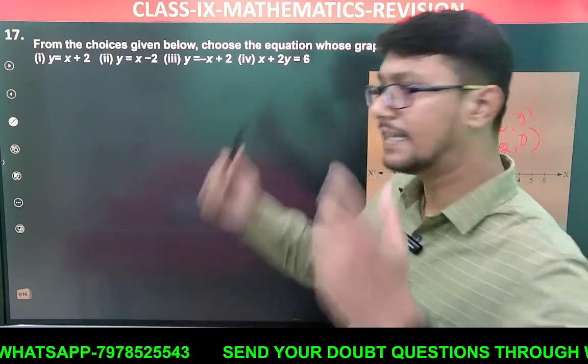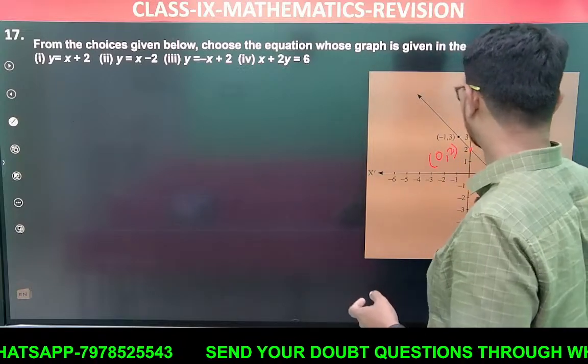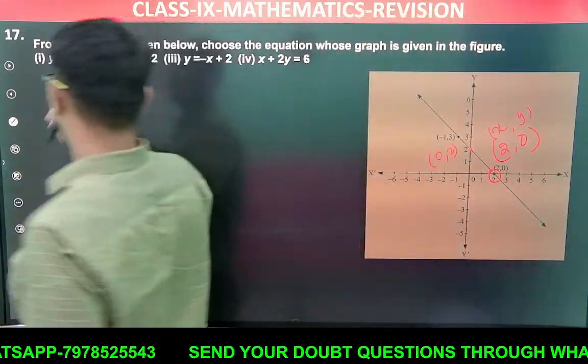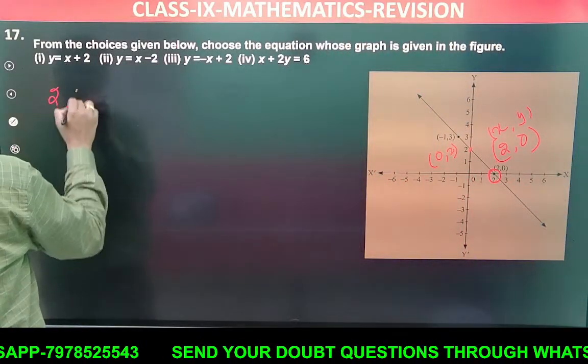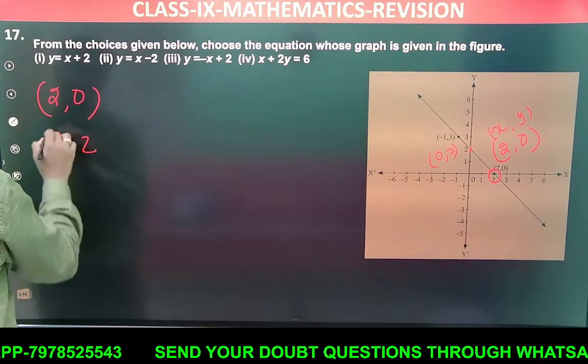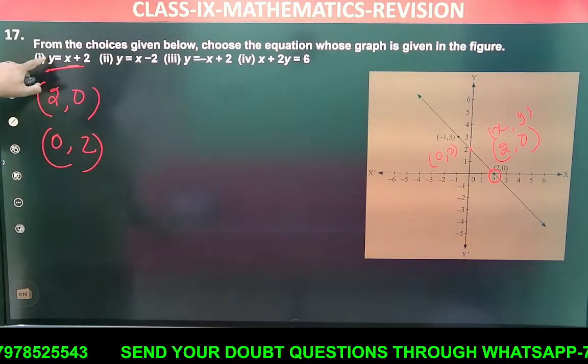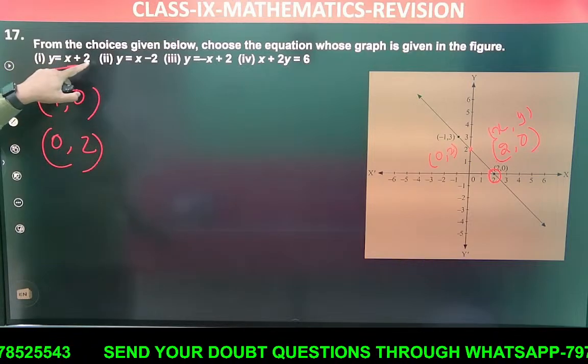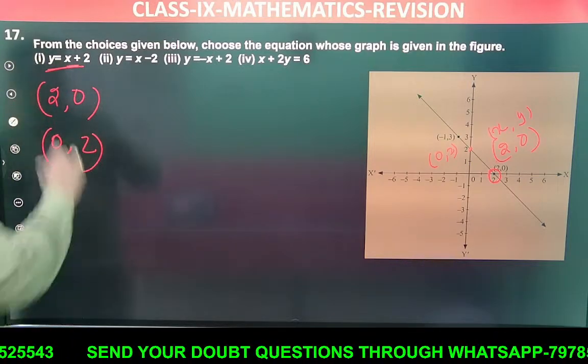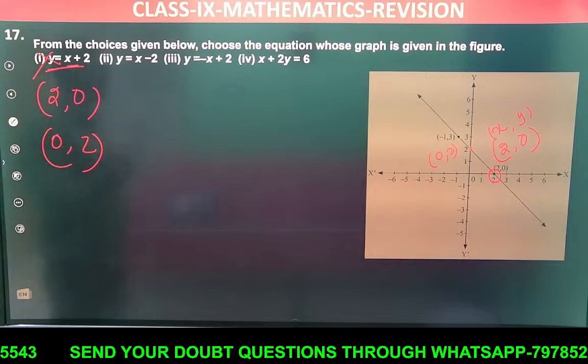So for that, let us replace now (0, 2) as well as (2, 0) everywhere. Replace in the first option. If y is 0, x is 2, 2 plus 2 is how much? 4. It is not satisfying. That means this is not our answer.